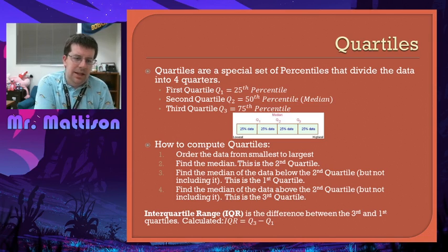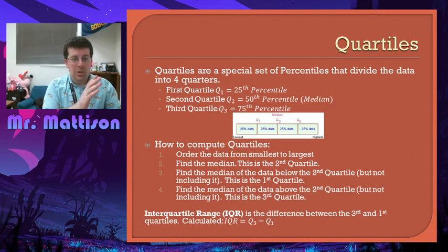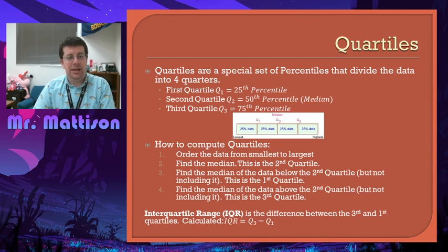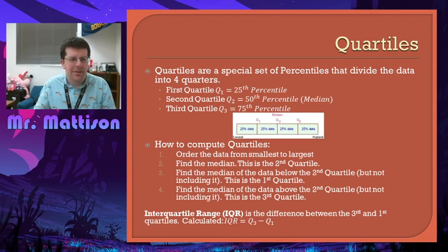So how we find these: first, it's typically easiest to find the second quartile because that's just the median, right? Once you have that, you then want to find the median of the lower half of your data, but you do not include the median or the second quartile in that. The median of that lower half is your first quartile. The median of that upper half is going to be your third quartile. So basically just cut it in half, then cut each half in half, and that's how you get quartiles, which makes sense, right?